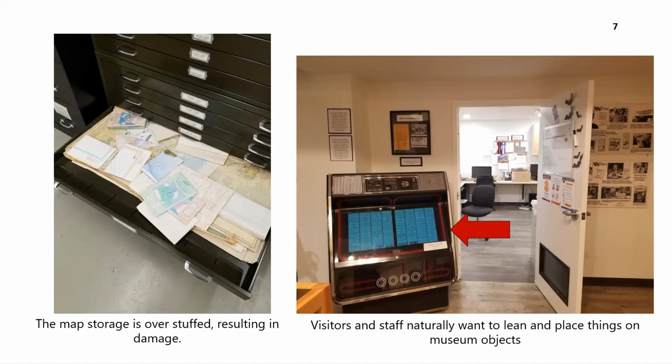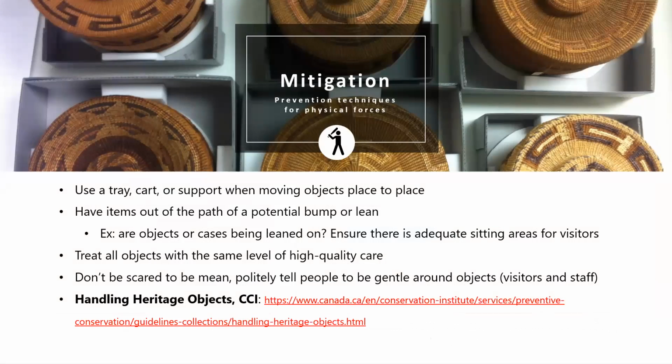And so what can we do about these issues? So some examples to mitigate the effects of physical forces is, say, when you're moving objects, use a tray or a cart to support the object when you're moving it place to place, or at least hold it in your hands very gently. I always describe objects as babies or cats. You want to handle your baby or cat very gently. Don't just grab it by the leg or tail and whip it around.